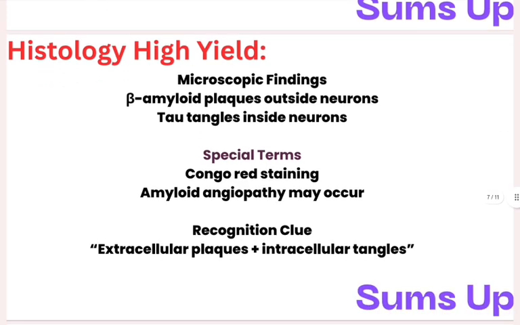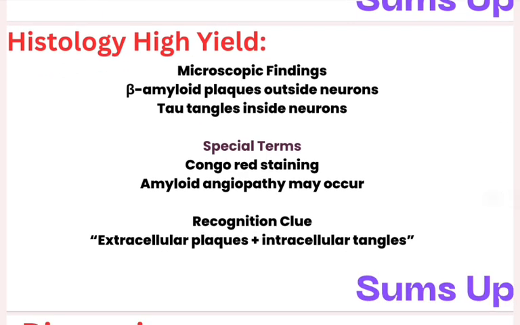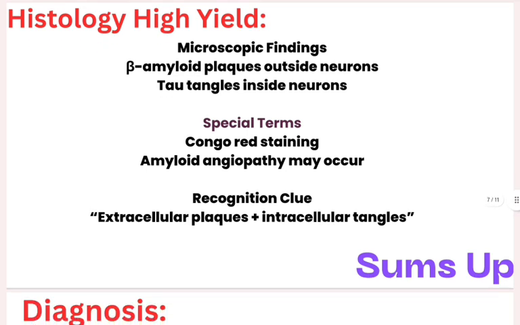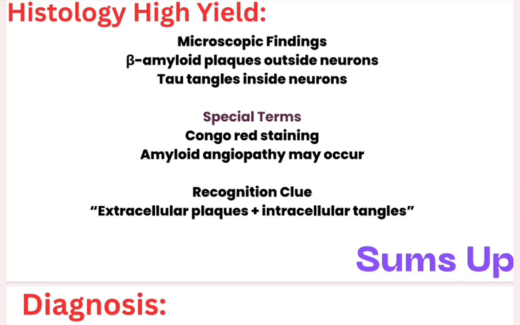Coming next, histology and high yield microscopic findings are beta amyloid plaques outside neurons and tau tangles inside neurons. Beta amyloid plaques arise from amyloid precursor protein, which is coded on chromosome 21. Amyloid precursor protein normally undergoes alpha cleavage. Beta cleavage results in A beta amyloid. Amyloid also deposits around vessels, increasing the risk of hemorrhage. Tau tangles are microtubule associated proteins, and they are located inside neurons. Special terms: Congo red staining, amyloid angiopathy may occur. These are all high yield buzzwords for Alzheimer disease.